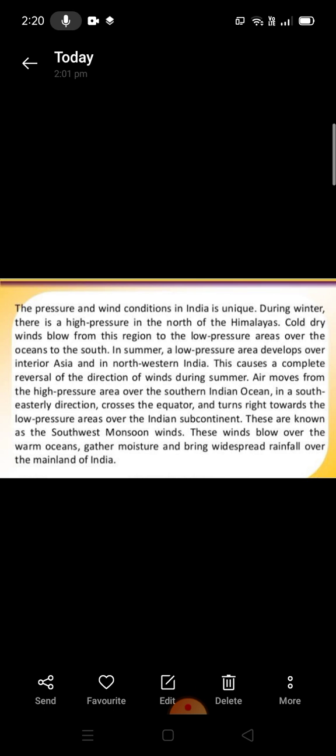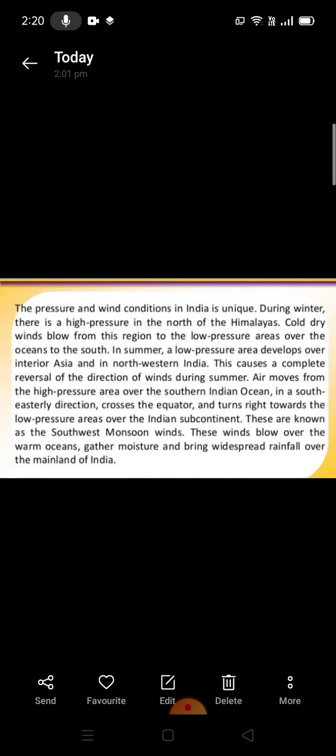Today we will discuss only the pressure and the wind system which affects the climate of any place. The pressure and the wind conditions in India are very unique. During the winter season there is a high pressure area in the northern part of our country, as it remains cold. Dry wind blows from this region to the low pressure area. Low pressure area is developed in the southern region over the oceans to the south.